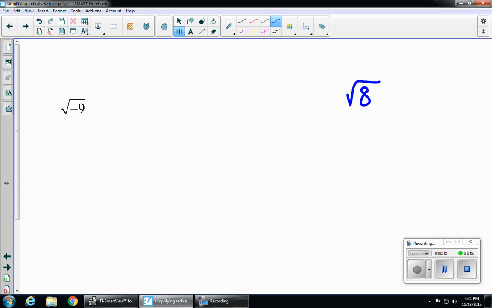For example, radical 8. I can't take the square root of 8, so I have to break it down into two pieces, the square root of 4 and the square root of 2. This becomes 2 radical 2.